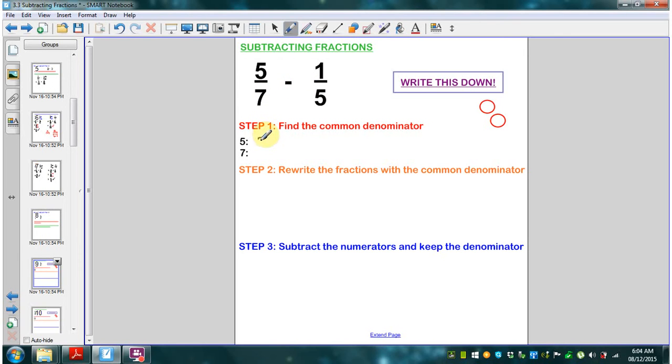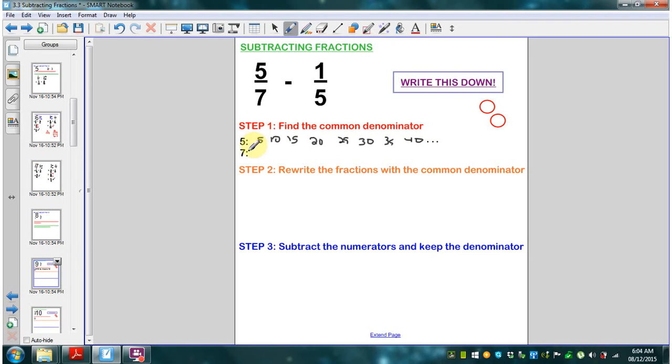So we have 5, 10, 15, 20, 25, 30, 35, and 40, and so on. I might need more, but hopefully not.